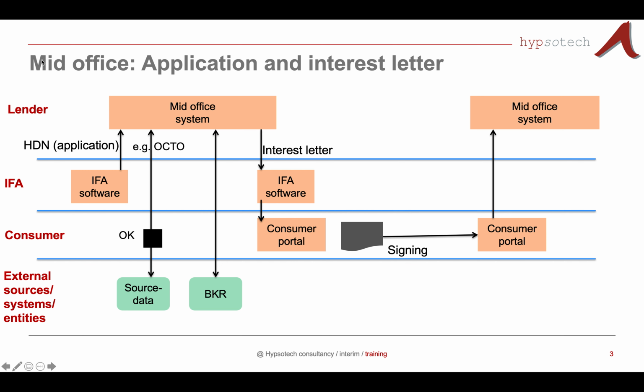The mid-office then starts to appraise the application, starts to evaluate the application, and one of the steps is checking the BKR. And the BKR is the credit bureau in the Netherlands, and there you can check two things. First of all, does the consumer have consumer loans and how much? And the other thing you can check is the consumer in default in another financial product?